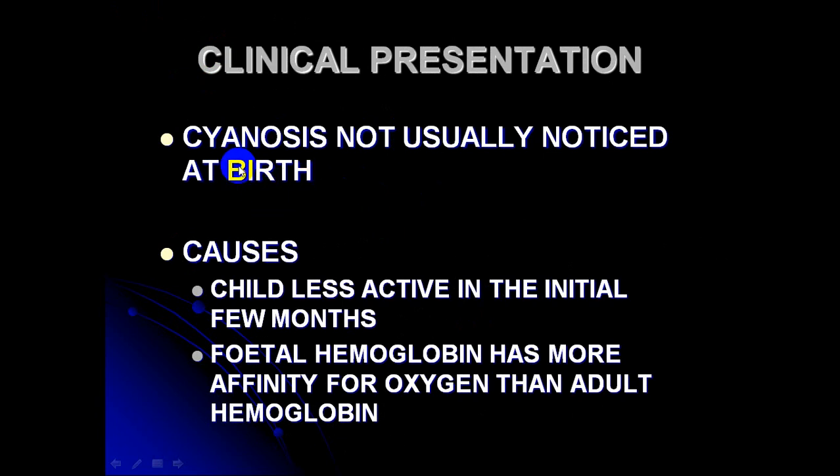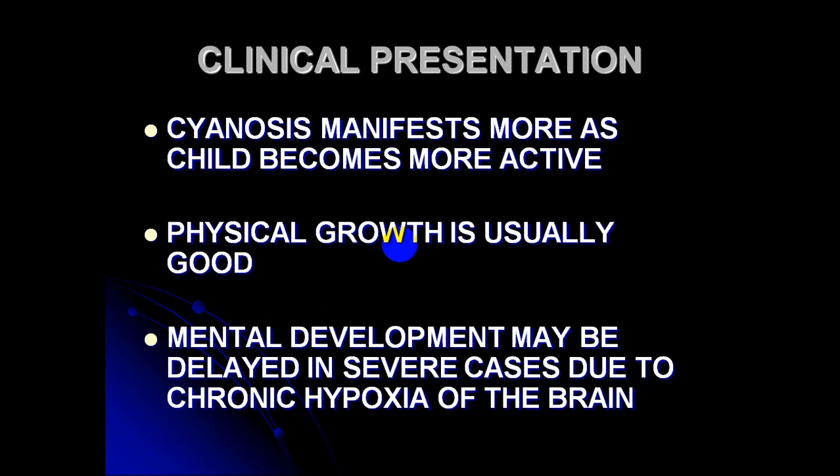Why is the child with tetralogy of Fallot usually not cyanotic at birth? There are two reasons: the child is less active in the initial few months, and secondly, fetal hemoglobin F has more affinity for oxygen than adult hemoglobin. Cyanosis is manifested more as the child becomes more active. Physical growth in tetralogy of Fallot usually looks normal, but mental development may be delayed in a severe case due to chronic hypoxia of the brain.